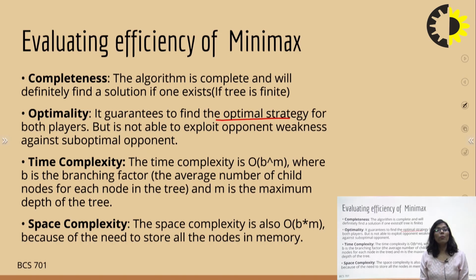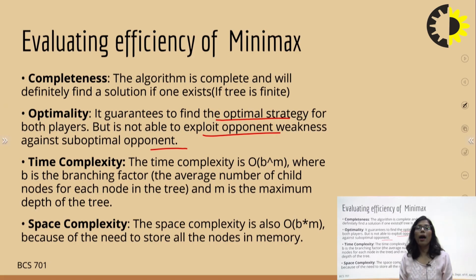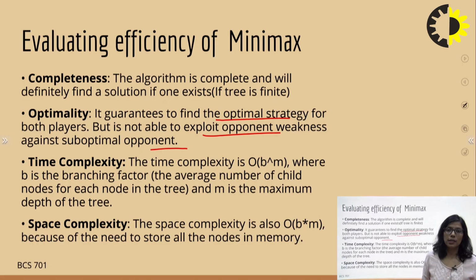But the problem with this min-max algorithm is that it is not able to exploit the weakness of a suboptimal opponent. Here we are assuming that both the players are making optimal moves. This is not always the case, but right now it is only assuming that whatever moves the opponent player is taking are the optimal moves. So it is not able to exploit the weakness of your suboptimal opponent.